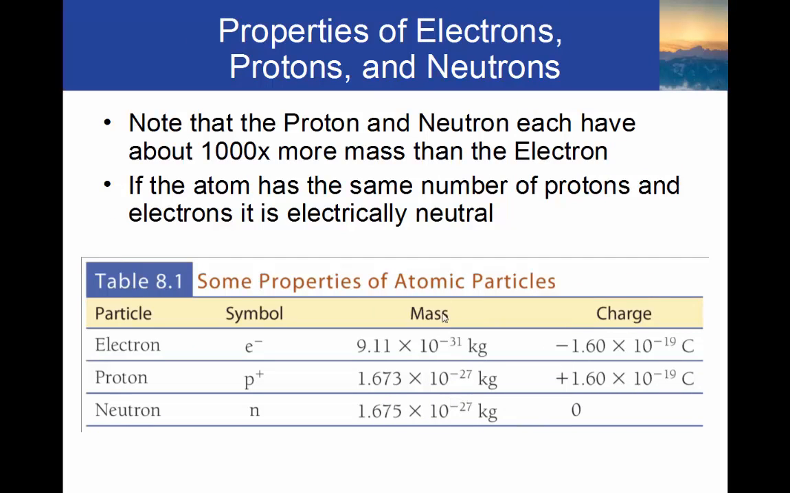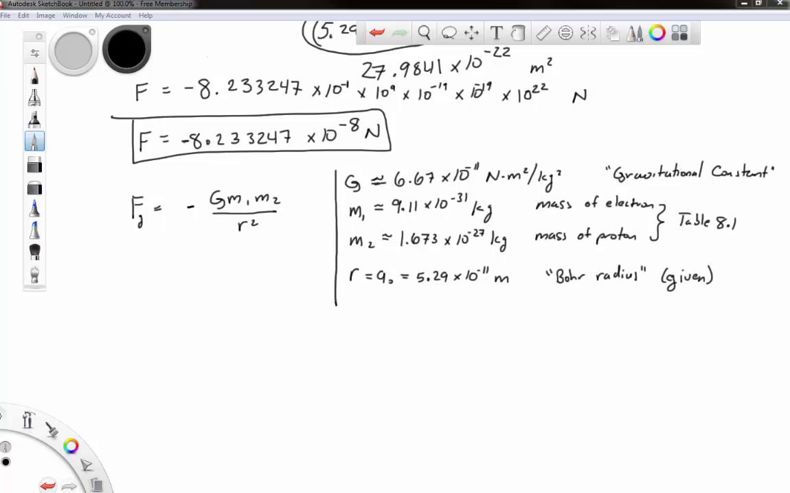Those masses that we needed were recorded in this nice table 8.1. The electron has a mass of 9.11 times 10 to the minus 31 kilograms, and the proton 1.673 times 10 to the minus 27 kilograms. So we need those two numbers in order to calculate the gravitational attraction between the two of them. Once again we have a set of numbers that we can plug into our equation.